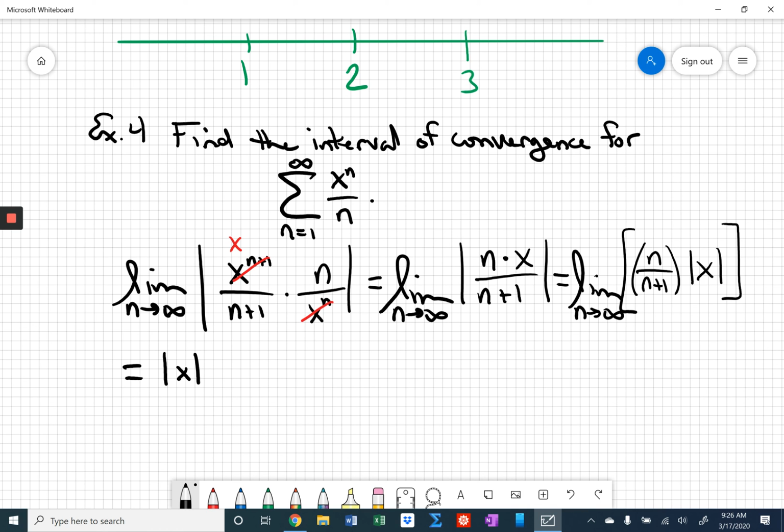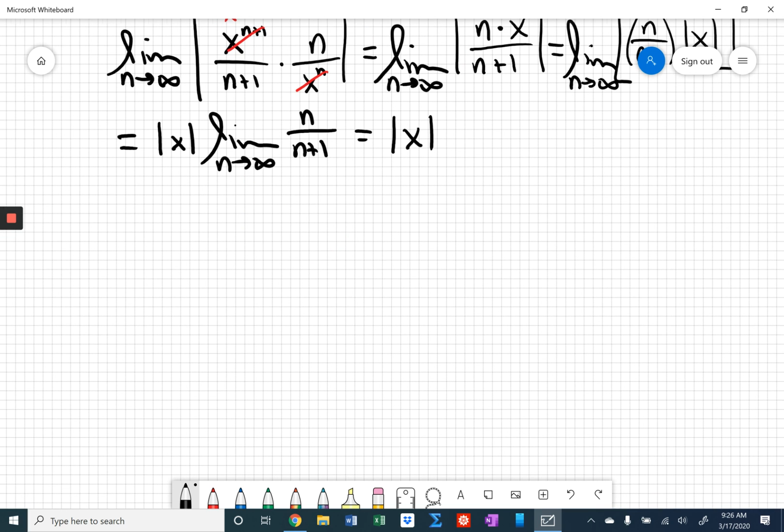Since x is not changing as n goes to infinity, it's a constant, I can factor it out like this. And then we're just taking the limit as n approaches infinity of n over n plus 1. And that should very clearly be 1 for that limit. And then this works out to be just the absolute value of x. Now, again, we have to use our ratio test to draw a conclusion. And so the series will converge when the absolute value of x is less than 1.